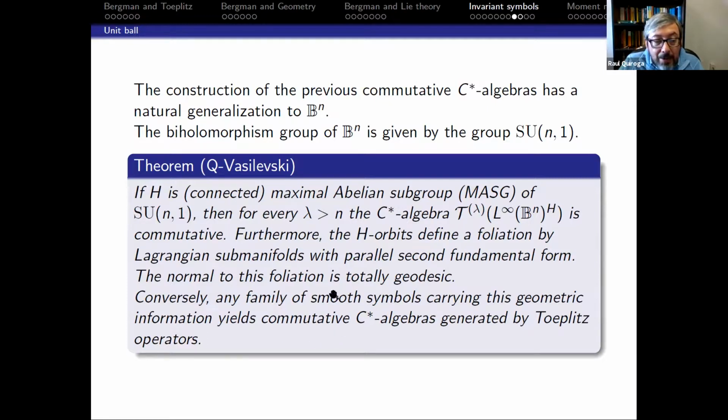And we obtain some sort of converse, not a full converse, but some sort of converse. If you have smooth symbols that carry the same geometric information, that give commutative C-star algebras, then they come from H orbits. So there is an if and only if, if you somehow introduce some geometric information.